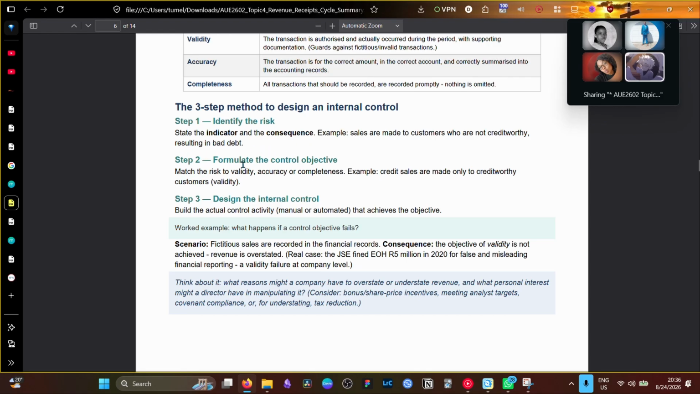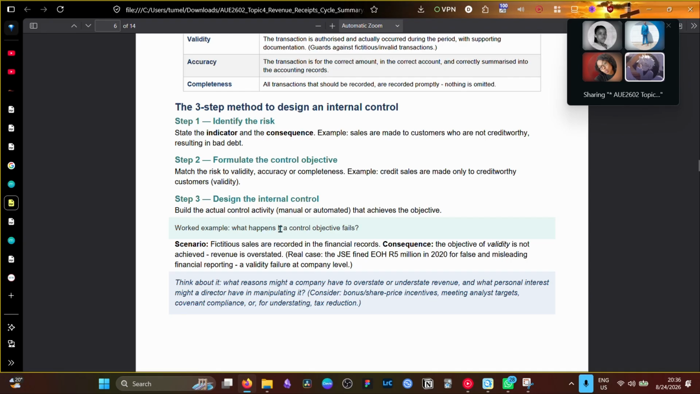Step two, formulate the control objective. Match the risk to validity, accuracy, or completeness. Example, credit sales are made only to credit worthy customers. Three, design the internal control. Build the actual control activity, manual or automated, that achieves the objective.